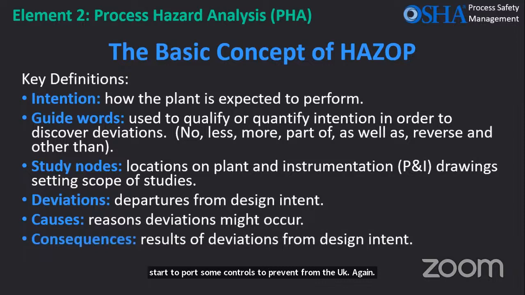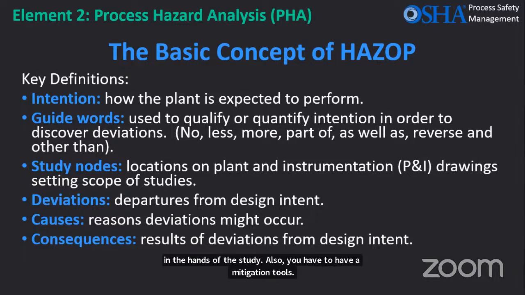Consequences. Our target. Consequences are the result of deviation from the designer's intention. You need to control these consequences. If you can control the cause, no consequences. But if the cause overcomes your controls, what happens? Some consequences, unfortunately, will happen. So in the hazard study also, you have to have mitigation tools to mitigate the consequences of the deviation.